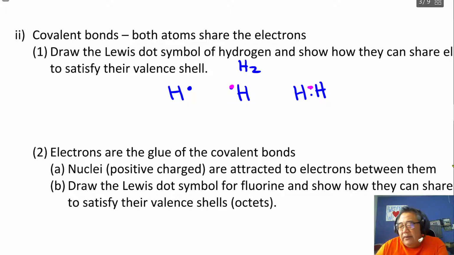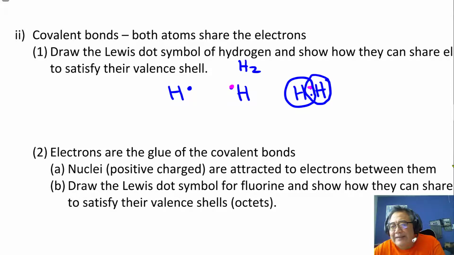Now, remember we were talking about the octet rule. For hydrogen, it's a little different. It's small, right? And its closest noble gas is helium, and helium only has 2 electrons in its outer shell. And so this hydrogen has the 2, and this hydrogen has the 2. So they both get what they need by sharing the electrons and mimicking helium's noble gas configuration, okay?